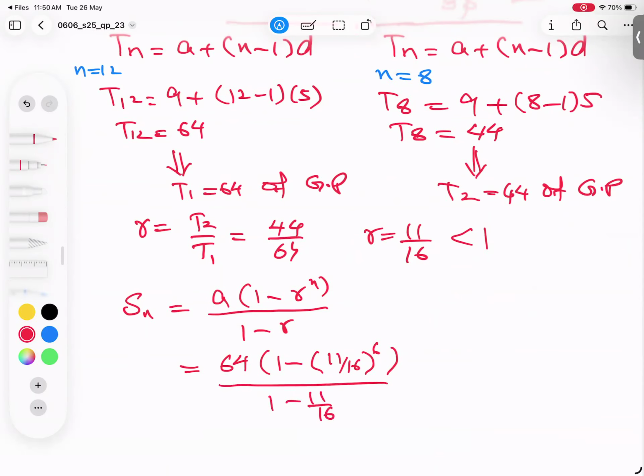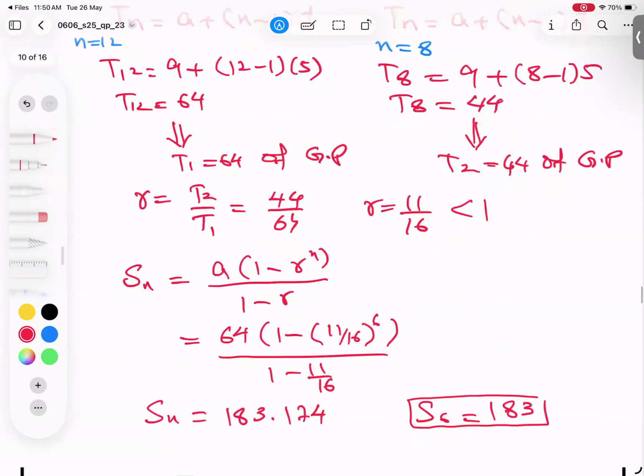Now the rest is just typing in the calculator. Let me check when I type it in the calculator, it turns out to be 183.174. But after rounding, we got the sum of the first 6 terms, right, because 3 SF, 183. I hope the point is very clear.